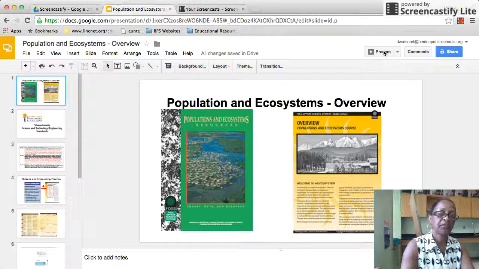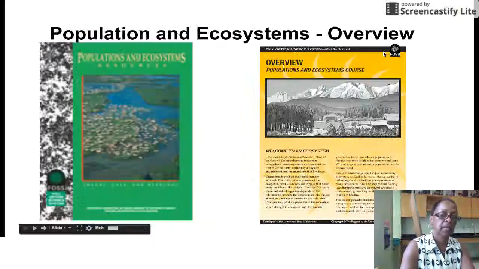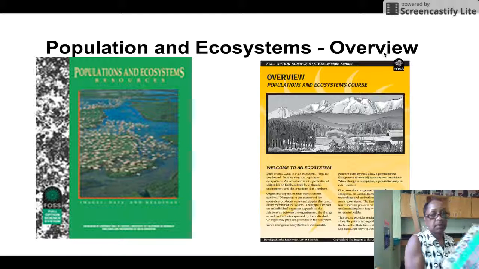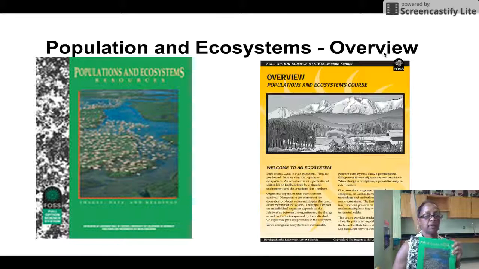I've been teaching the FOSS Populations and Ecosystems unit now for some years, and I'm going to share my experiences with you. We use the FOSS Populations and Ecosystems Guidebook. This is your Bible. When you first start this unit for the first time, you really want to follow it letter by letter, chapter by chapter, because it is scripted to help you.